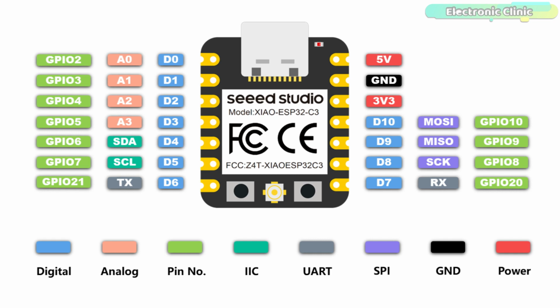GPIOs 6 and 7 can be used as I2C pins for connecting I2C supported sensors and display modules. GPIOs 21 and 20 can also be used as TX and RX, and finally GPIOs 8, 9 and 10 can be used as the SPI pins. Now let's take a look at the onboard components.